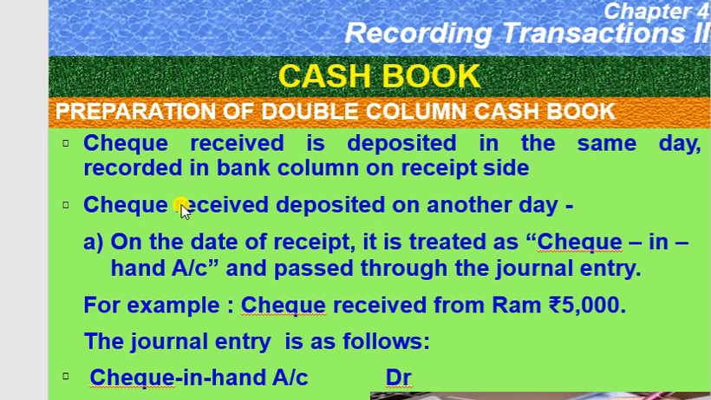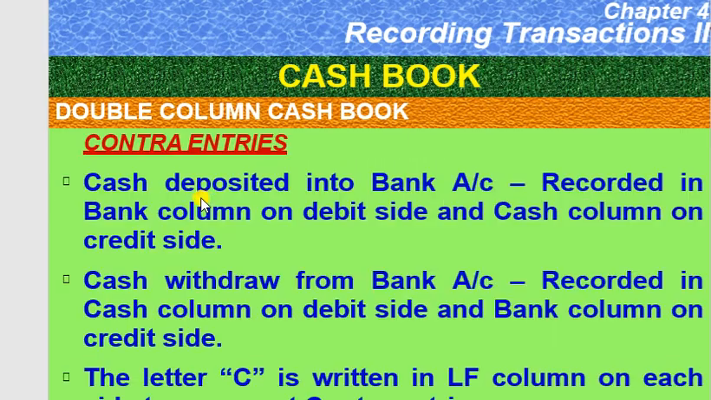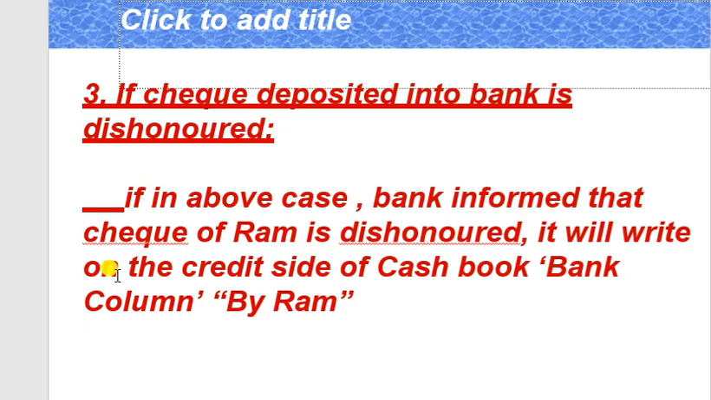After some days, the bank informs us that the check is dishonored. Then it will come on the credit side, that is the payment side. We will write "By" the name of the particular person whose check is dishonored, and write the amount in the bank column.